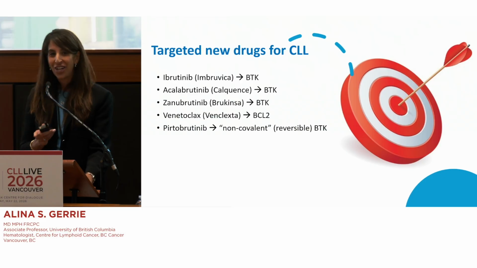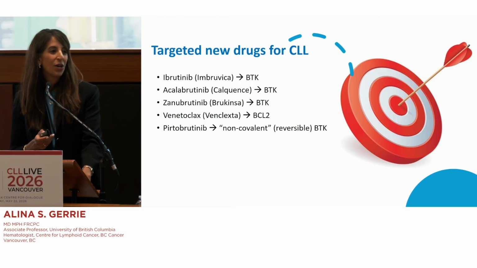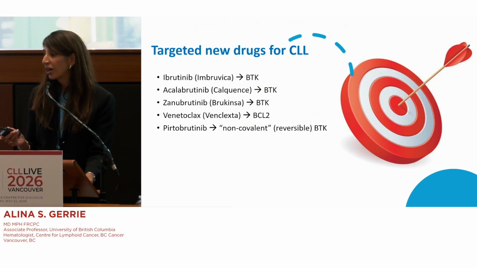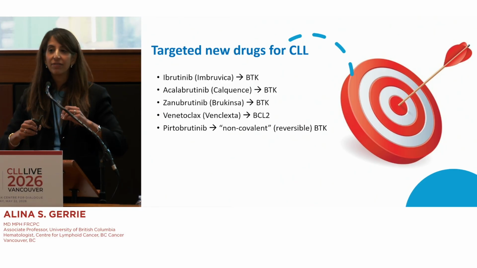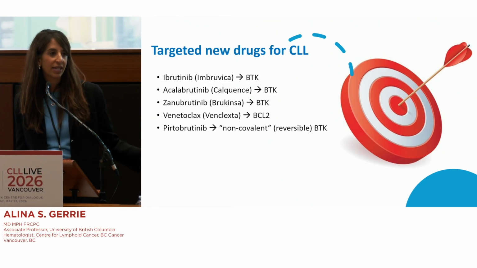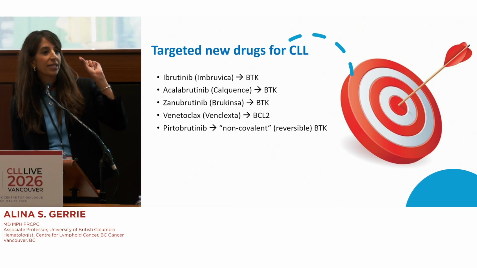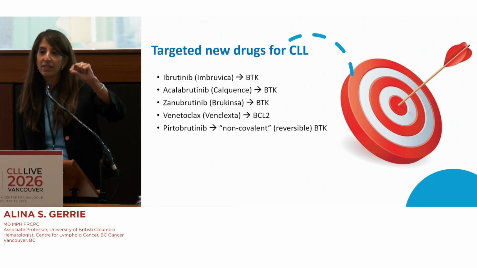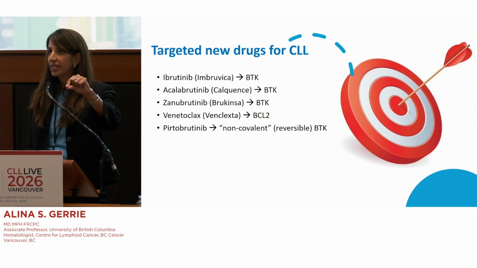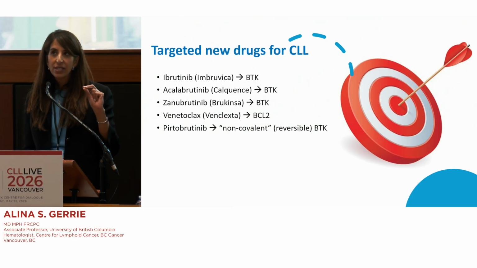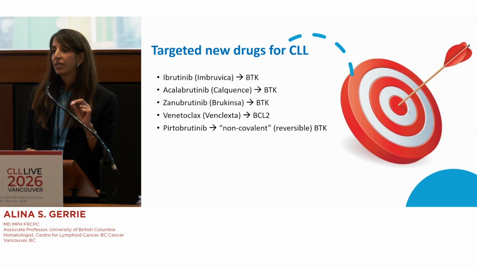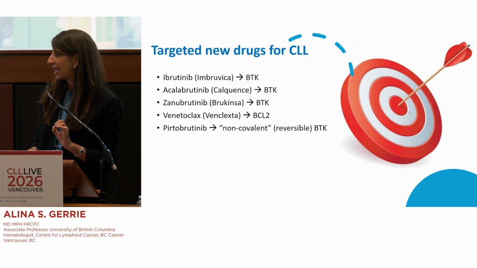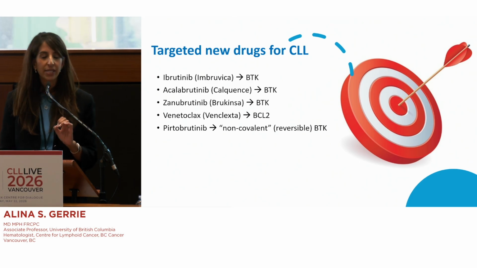But the game has changed. As Dr. Villa mentioned, we're moving into this era of targeted new drugs for CLL. What we mean by targeted is that instead of killing just any rapidly dividing cell, these drugs are now killing a specific target, usually a specific protein on the cell. One of the main targets, the first targeted therapy in CLL, is drugs that target something called BTK. That stands for Bruton's tyrosine kinase.